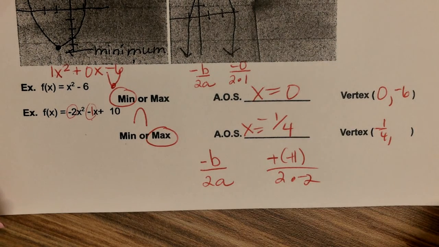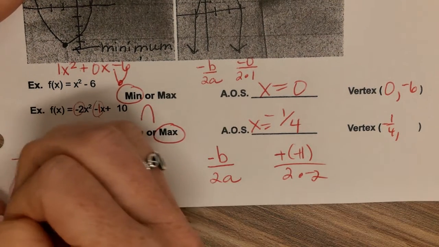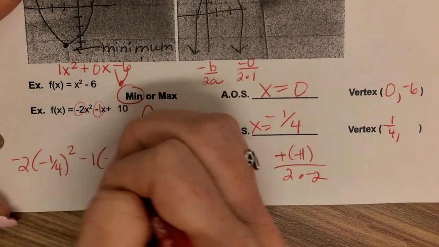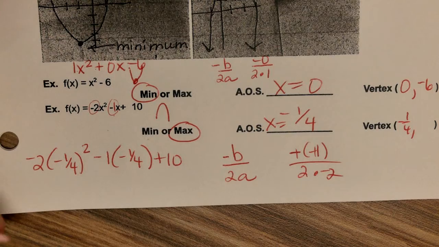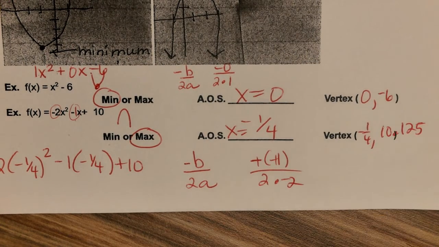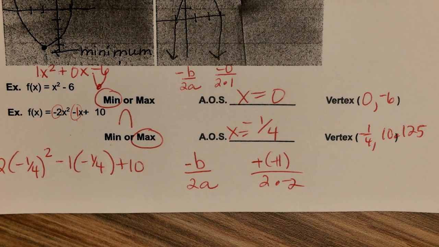To solve for my y, I'm just going to plug that in for x. So I'd do negative 2 times negative 1/4 squared minus 1 times negative 1/4 plus 10. I would just type that in my calculator, and you get 10.125. You could put it as a fraction if you wanted to.